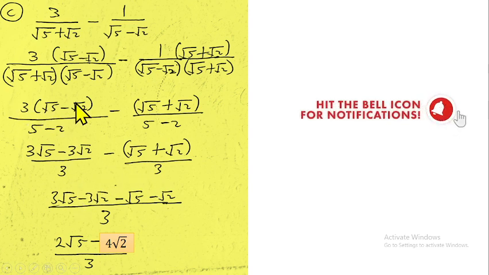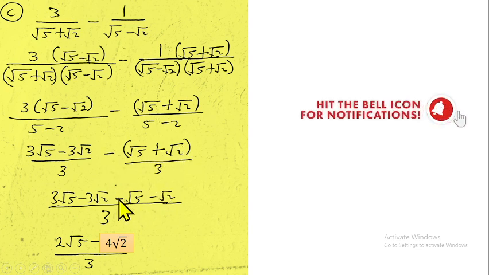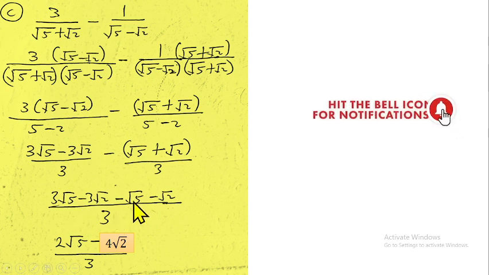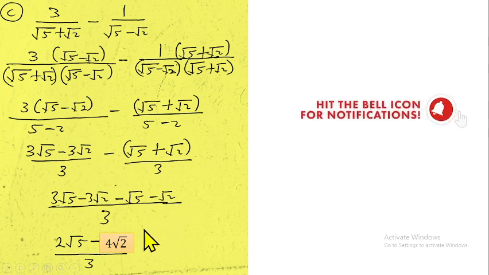Then this 3, open the bracket here, you have 3 surd 5 minus 3 surd 2. You can find the LCM, which should be 3. Then you have this here. Then minus, open the bracket here, you have minus surd 5 minus surd 2. Then 3 surd 5 minus surd 5 gives us 2 surd 5. Then minus 3 surd 2 minus surd 2 will give us a minus 4 surd 2, over 3. So you can leave your answer like this here.